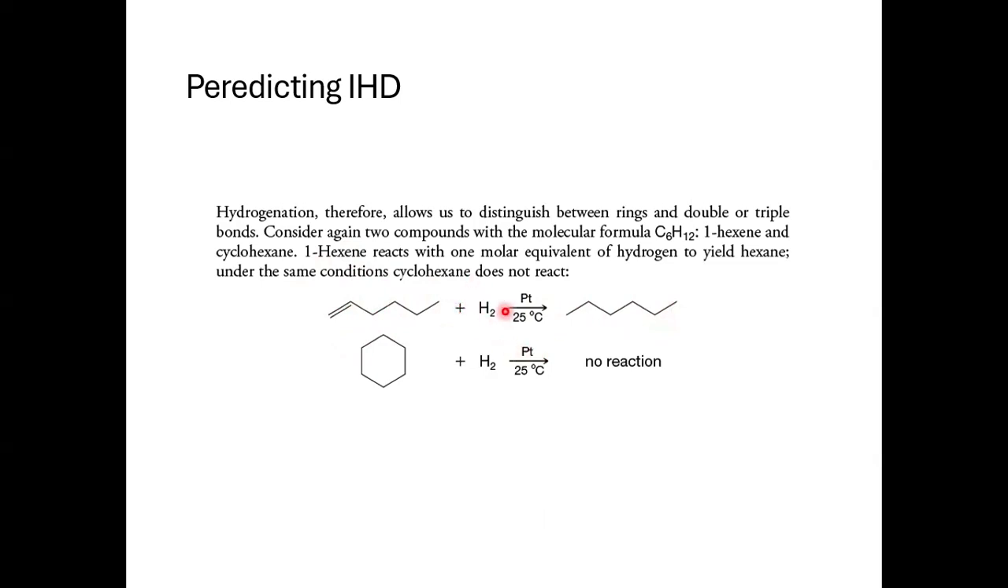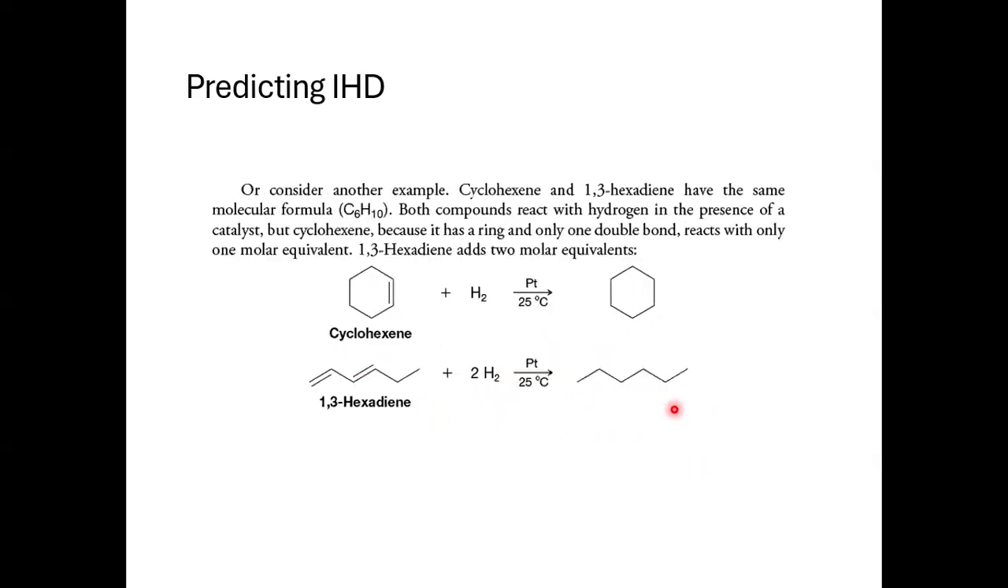So in the presence of hydrogen, a catalyst, a certain temperature, and some pressure, you can convert the double bond, the alkene, into our alkane here. Again, this kind of reaction is the hydrogenation reaction. And if you have a ring in the presence of hydrogen, there is no reaction here. So how do we distinguish the two?